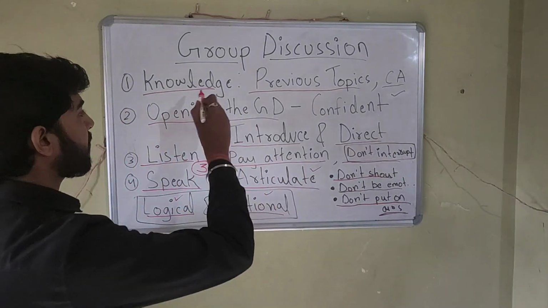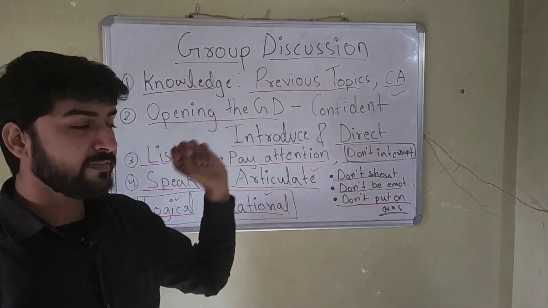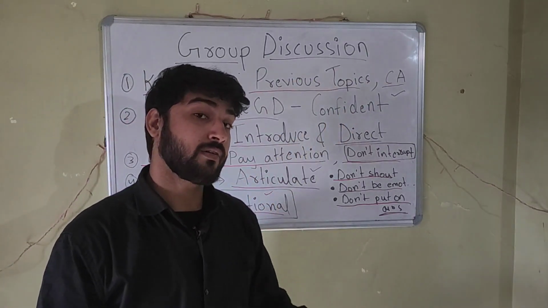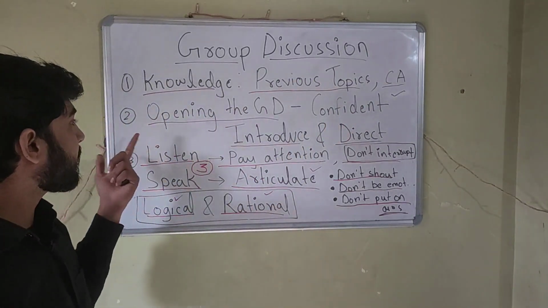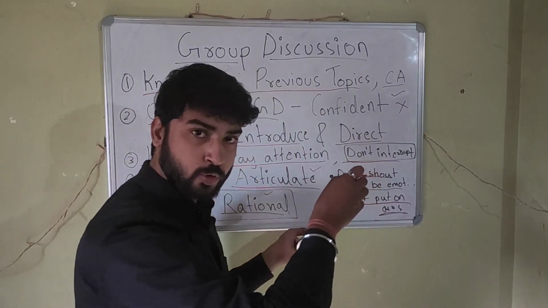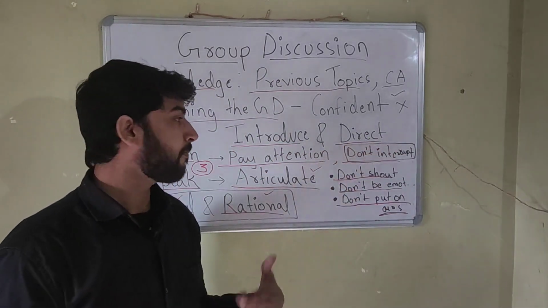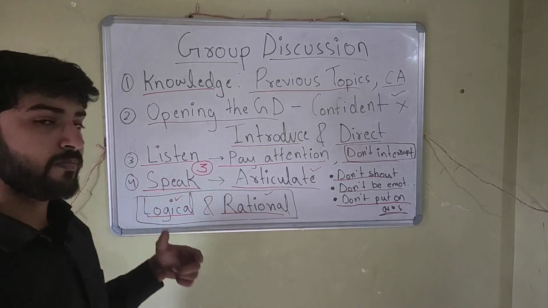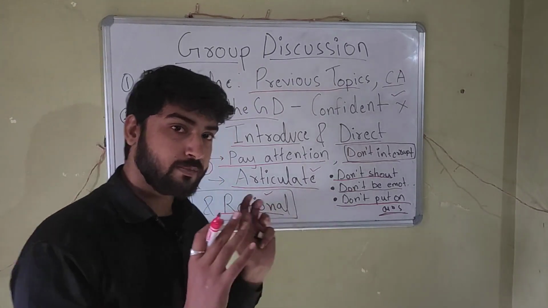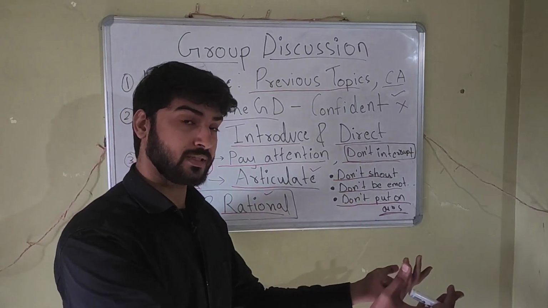Okay, so that's pretty much it. To summarize, we have first knowledge: gain the appropriate knowledge of relevant topics, look up previous topics of the GD conducted by the company, look up current affairs, read certain things. After that, opening the GD: only open if you're confident. If you're not confident, don't open it. If you do open it, introduce the topic and give a direction to the GD. Then listen, pay attention to what the others are saying, be able to counteract points and be able to put forward points which are relevant to what others are saying.